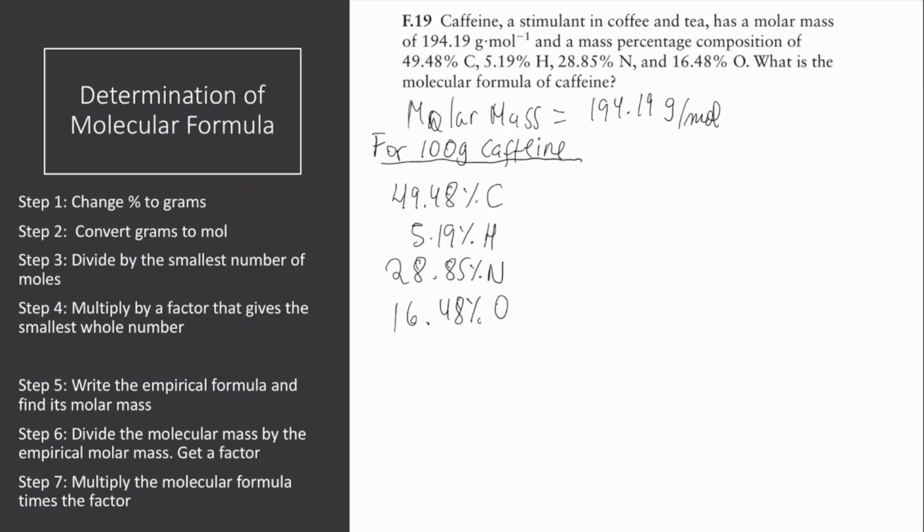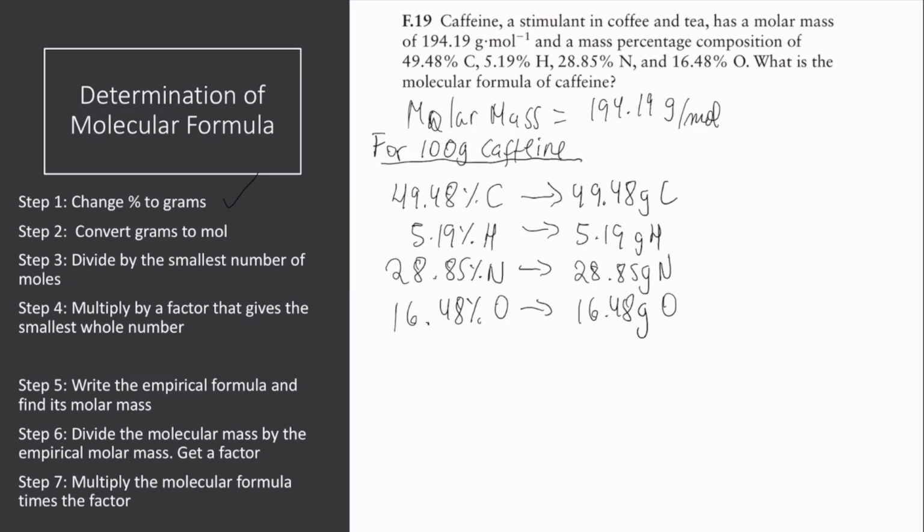So let's do step 1, changing from percent to grams. Changing all of these gives us 49.4 grams of carbon, 5.19 grams of hydrogen, 28.85 grams of nitrogen, 16.48 grams of oxygen. Then for step 2, we need to convert from grams to moles.